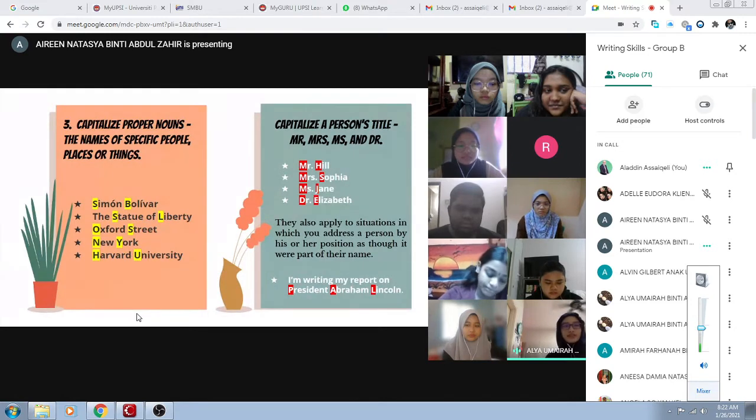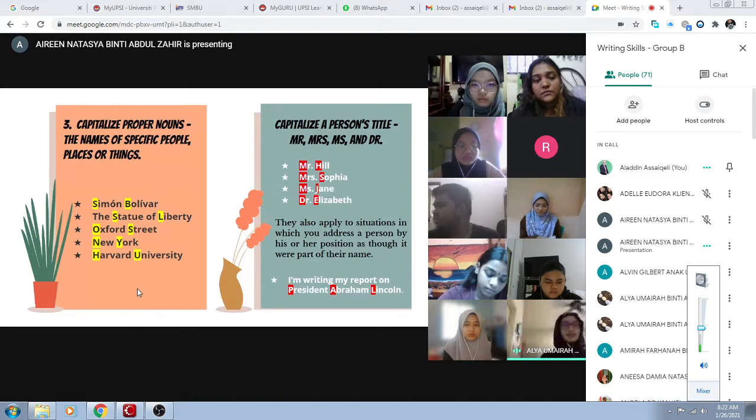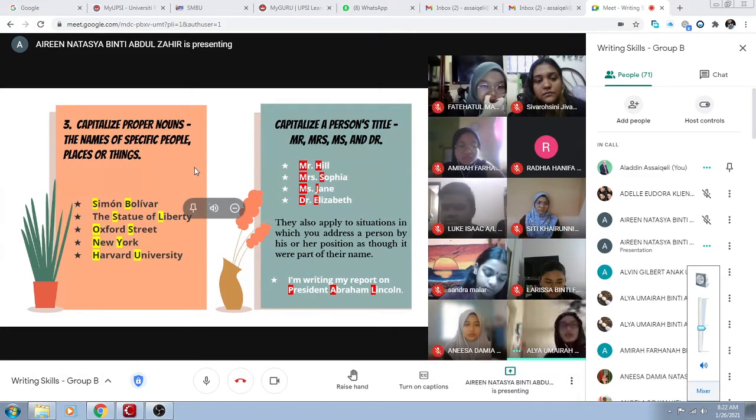The third one we have is the capitalized proper nouns, which are basically the names of people, places, or things. So I have 5 examples here. We have Simon Bolivar, the Statue of Liberty, Oxford Street, New York, and Harvard University. The ones that I highlighted in yellow are the ones that you need to capitalize.